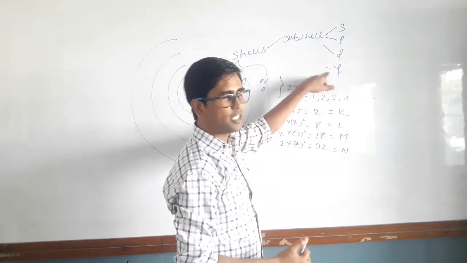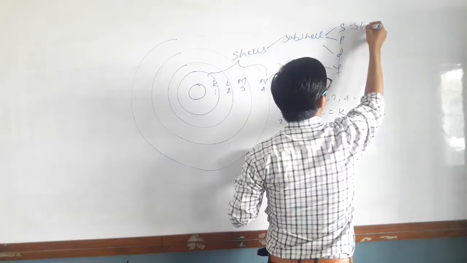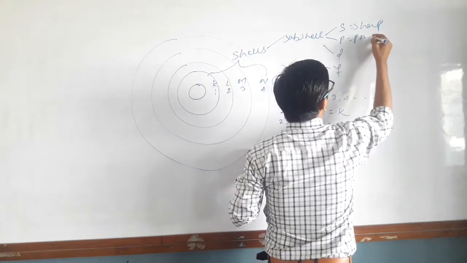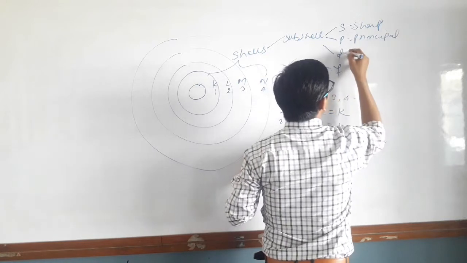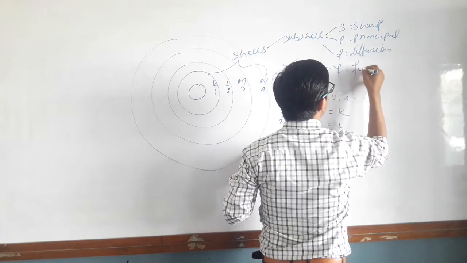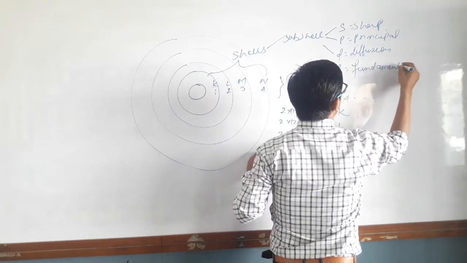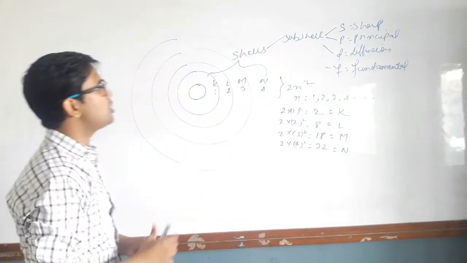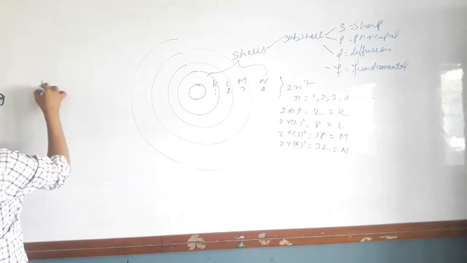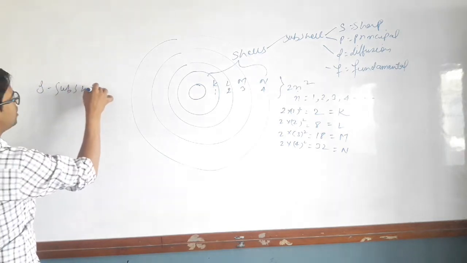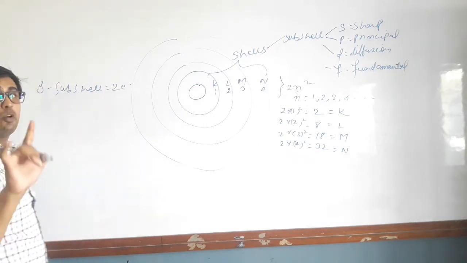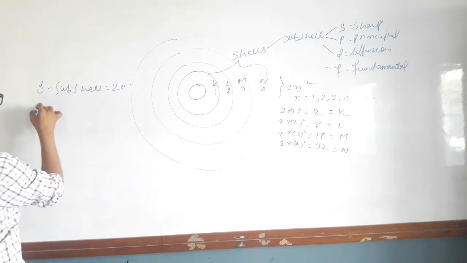These are called subshells. S means sharp, P for principal, D for diffuse, F for fundamental. So subshells have 4 types: sharp, principal, diffuse, fundamental. Okay, SPDF. In the S subshell, 2 electrons can stay. Only 2 electrons, no more than 2 electrons can stay in the S subshell.